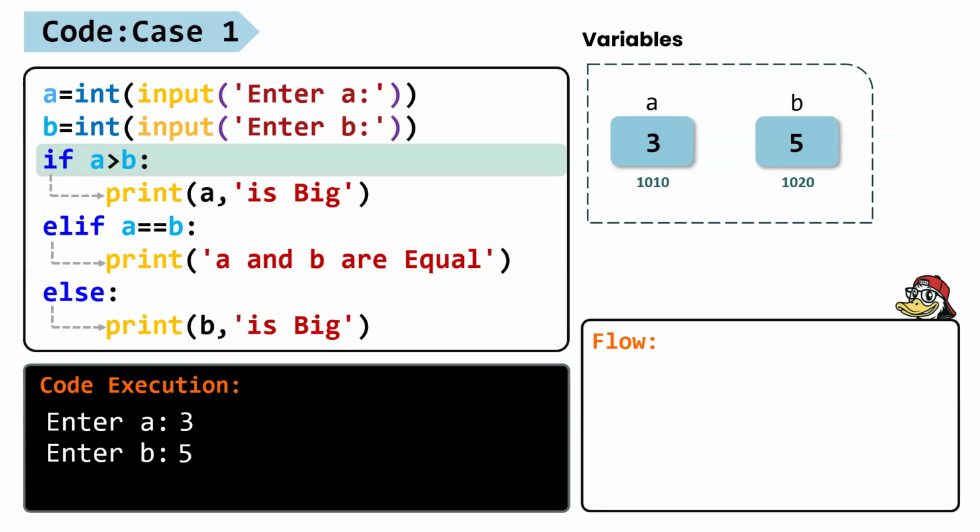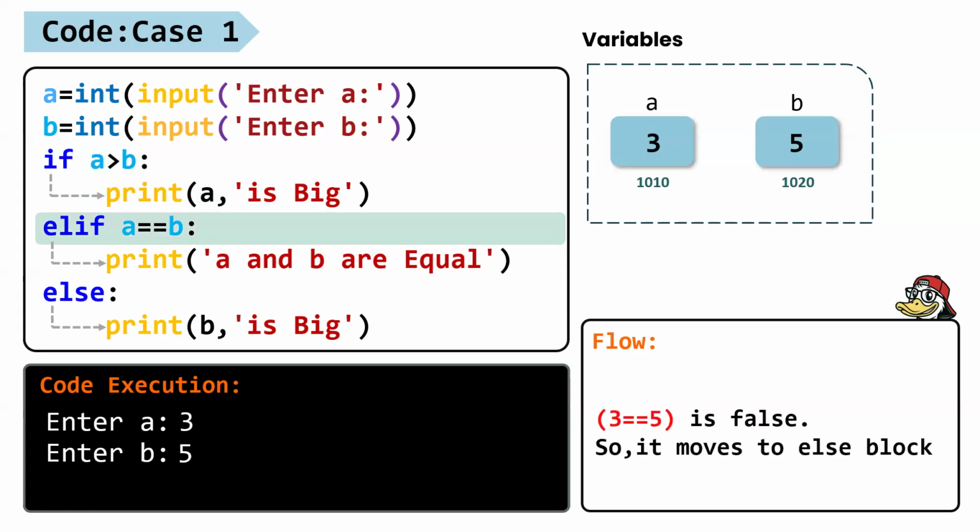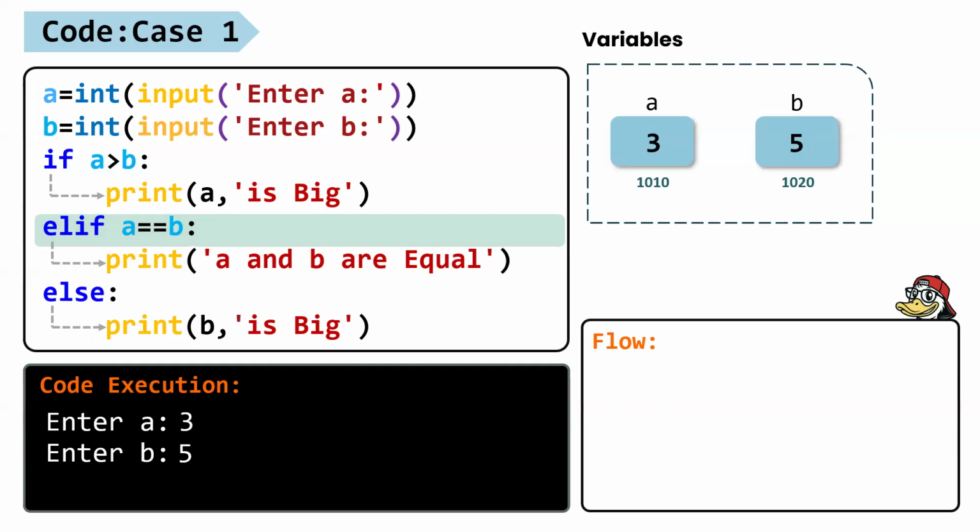So if is not working, so it will move ahead to elif. It will check if A and B are equal. Are A and B equal? No, 3 is not equal to 5. The condition is also false. So it will again go ahead to the default case.